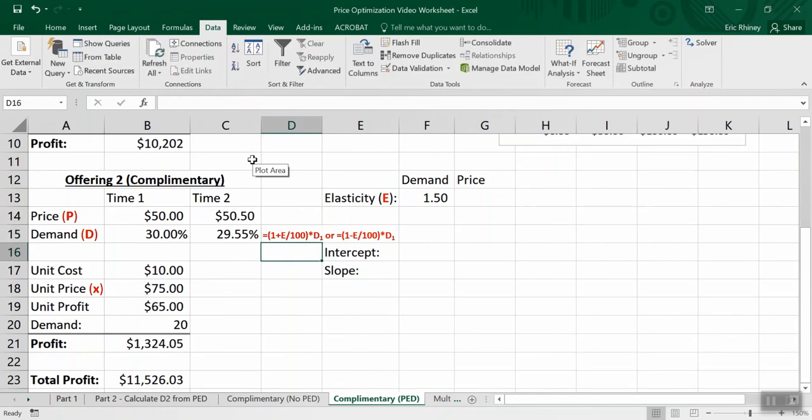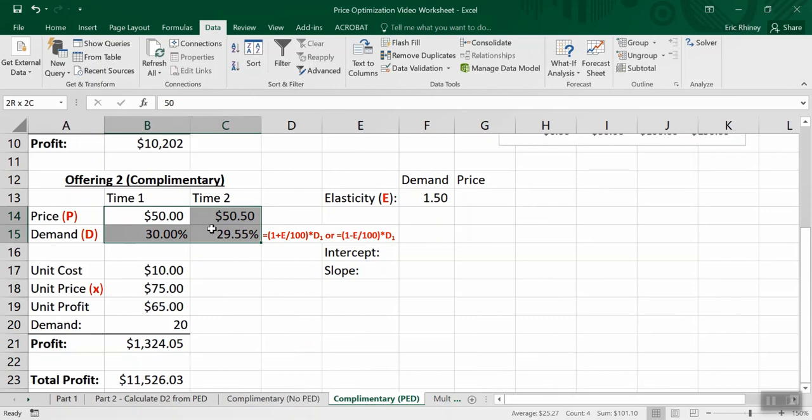Okay, sorry about that. So we see now that as we raise price by 1% from $50 to $50.50, our demand drops from 30% down to 29.55%. All right, so now at this point, we could do a plot and insert a line and figure out what our intercept and our slope is, but we know we have a shortcut to this.